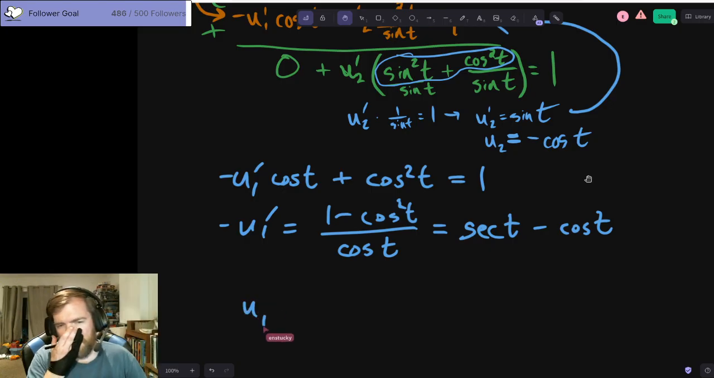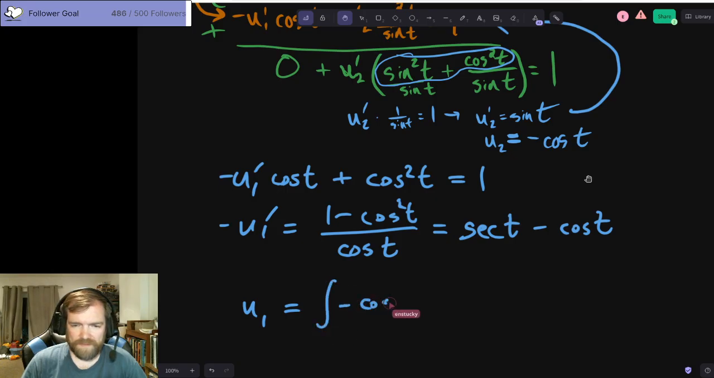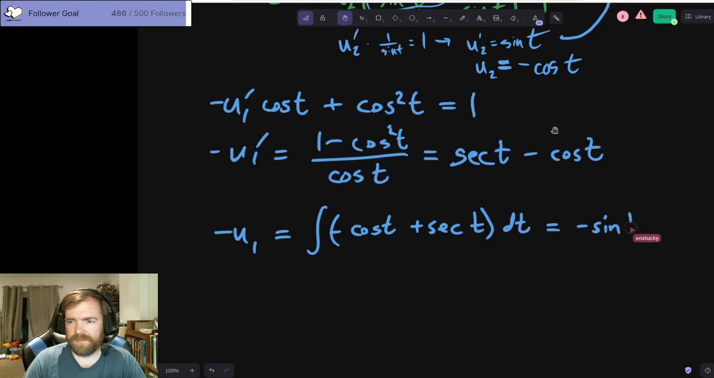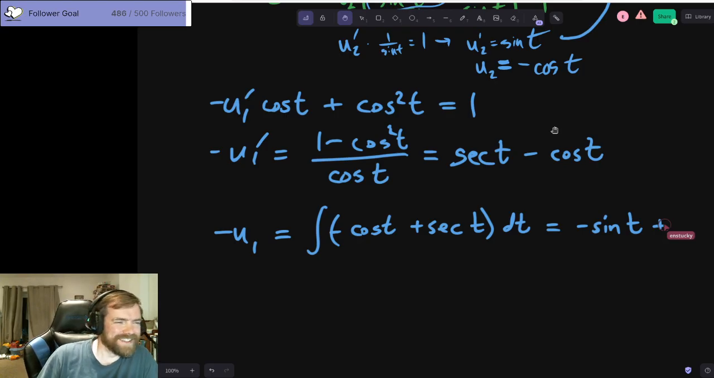Okay, so then u1 is equal to... or, wait. Which is minus sine of t, and then we look up the integral of secant. Natural log of absolute value. Yeah, secant plus tangent. I do that all the time too.